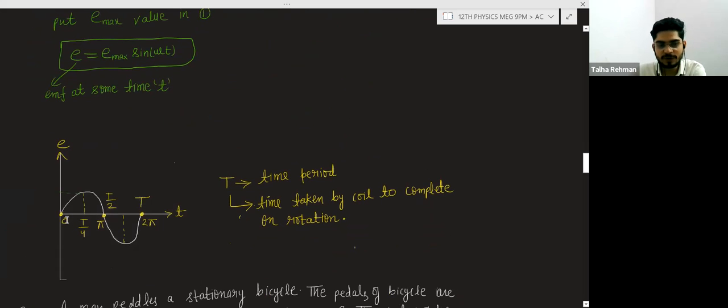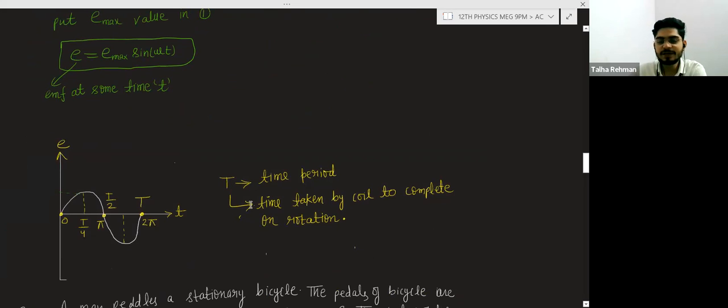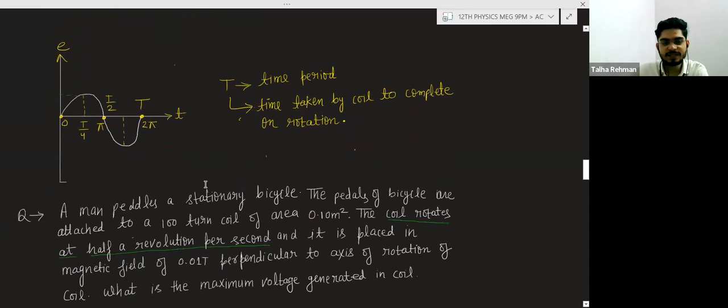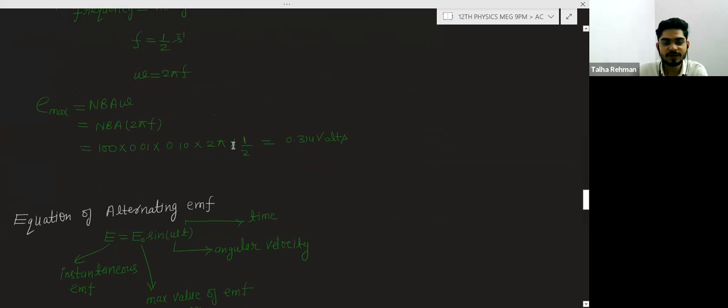For one complete cycle I have drawn the graph, and capital T represents the time period to complete one rotation of the coil. That is the time period. We have done one question. This is a very easy question. There is only a formula here.